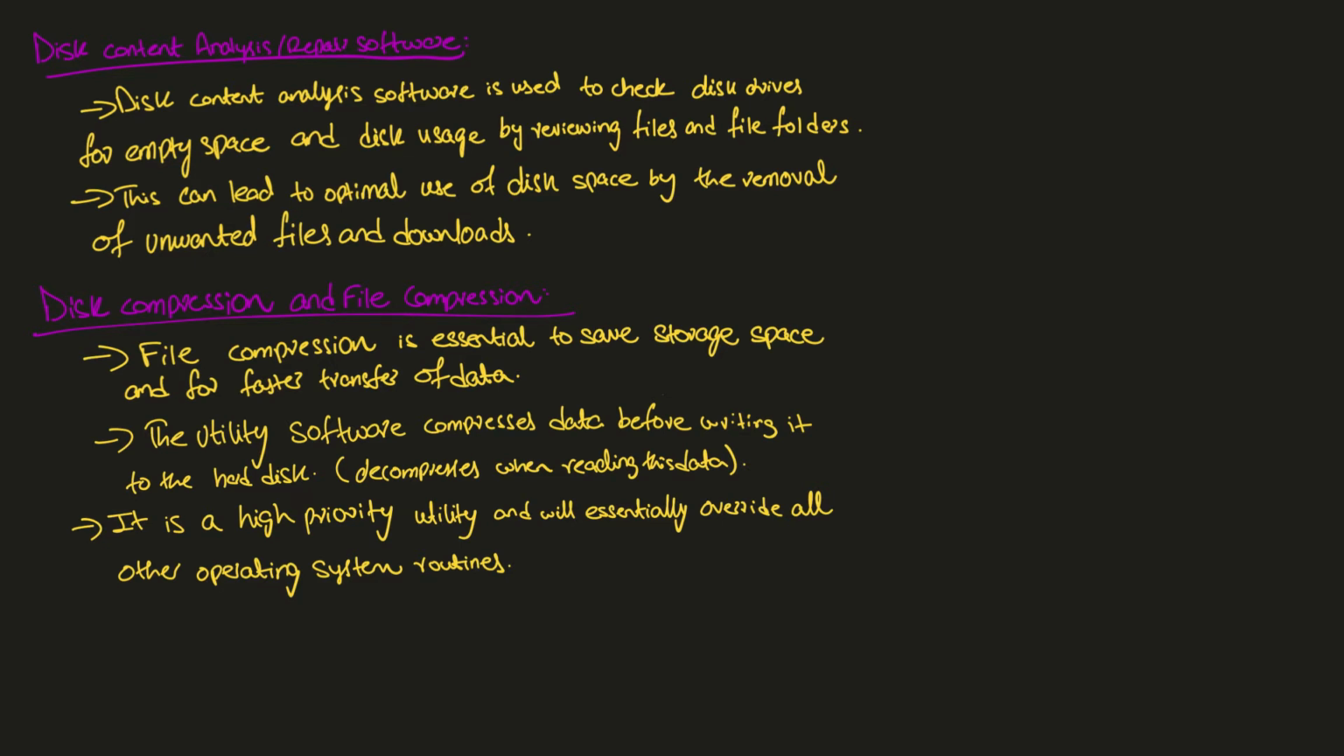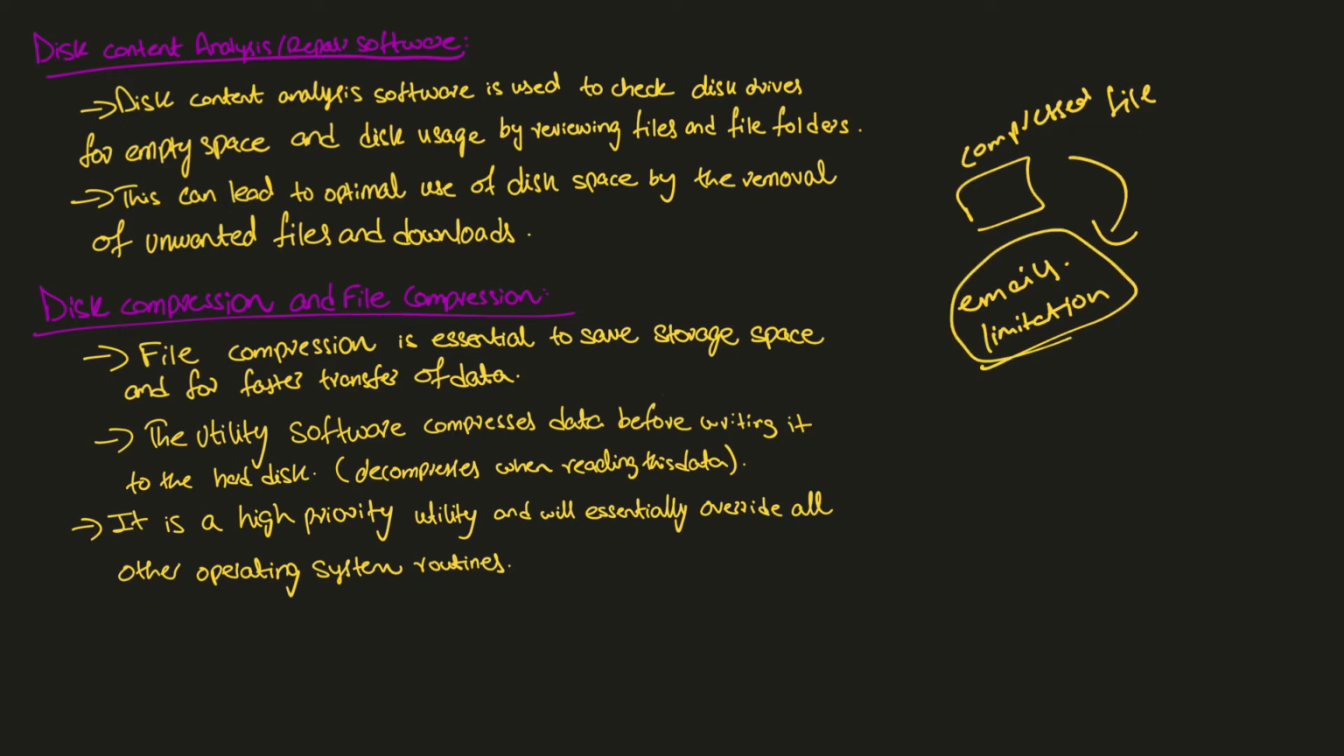and then you may have that space for another program that you might be installing or using, right? Now we have disk compression and file compression. File compression is essential in order to save storage space and for further transfer of data. Basically, if you have a lot of files to transfer, emails usually have a limitation, right? And you have a bunch of pictures, so you're going to compress them. This is your compressed file, and you're going to send the compressed file which meets the email's limitation.